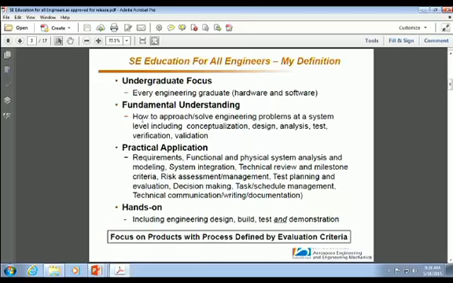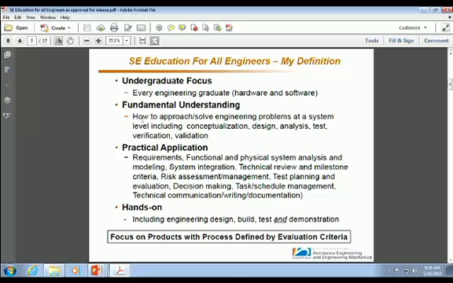Now let me press on. Here's my definition of systems engineering for all engineers, and it's focused on undergraduates. That's the only chance we get to reach all engineers before they go off to do their engineering. Some of them we can catch in a graduate program, but my focus is on undergraduates. The important part of systems engineering that I think they all need to understand is the fundamentals. And by fundamentals, I mean fundamental principles.